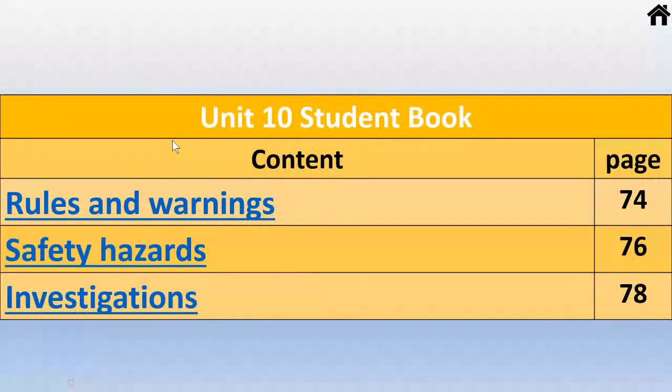Okay, and this will close the lesson, this unit. For today, by the end of this lesson, we finished unit 10. We started the unit by talking about rules and warnings, and then we followed that by explaining safety hazards that we can see in our workplace. And finally, if something happened, if you weren't cautious about safety hazards, and if there were some accidents, we need to investigate. To investigate is to look for the reason, the person who is responsible for doing the action, or the incident.